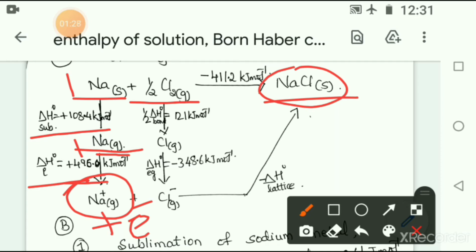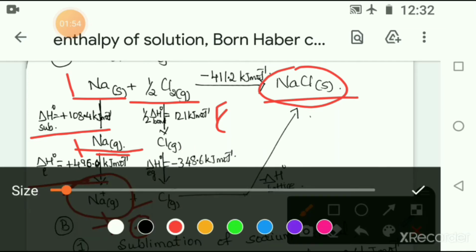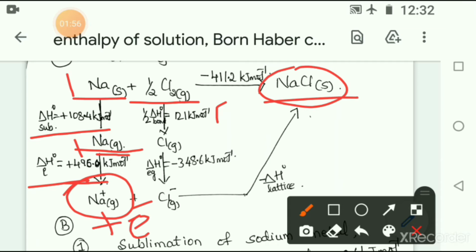The chlorine gas gives 2 chlorine atoms. Since we are taking half mole, we get 1 chlorine atom in the gaseous state. So here the chlorine bond breaks and we get the chlorine atom in the gaseous state. By definition, the enthalpy change is the bond dissociation enthalpy, and half of this is 121 kilojoules per mole.